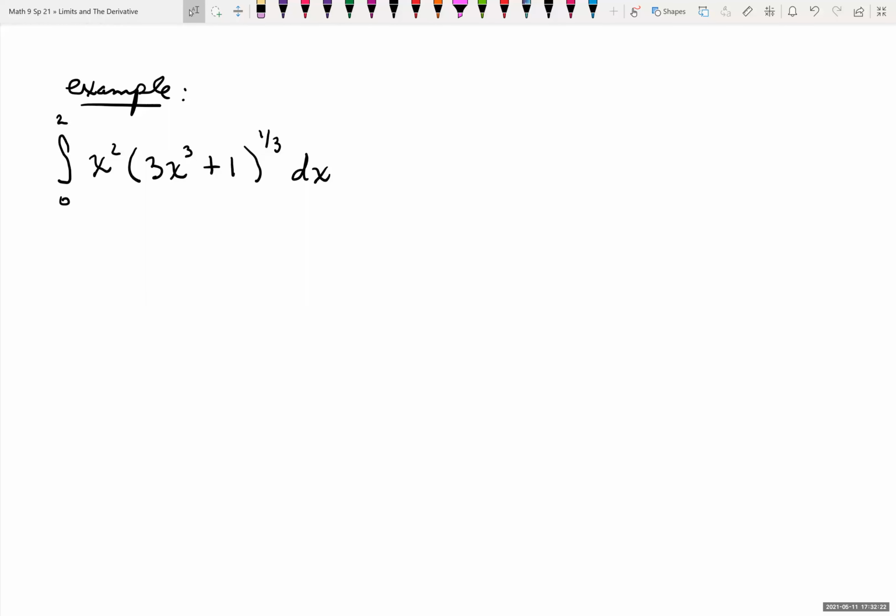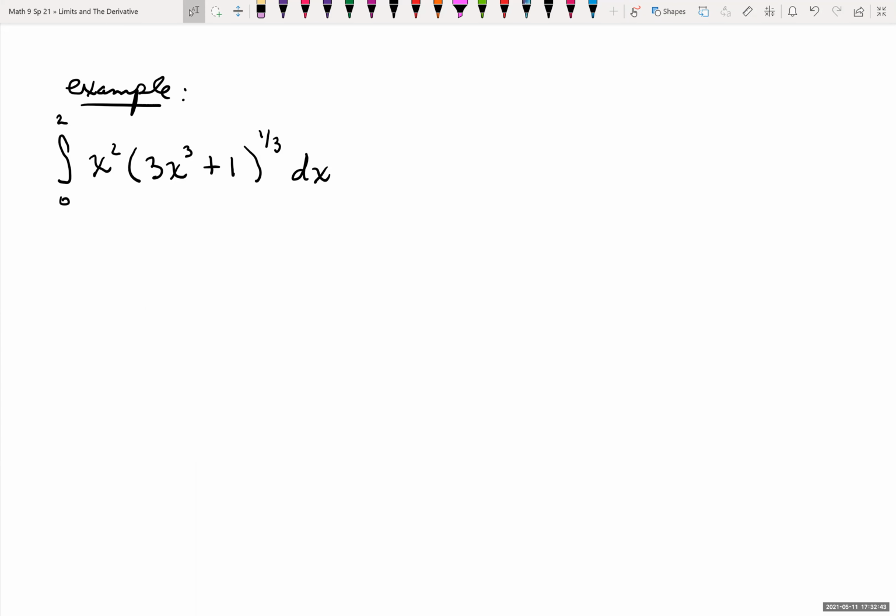So next example, definite integral. We're taking the definite integral from 0 to 2. Our integrand is x squared times the quantity, inside parentheses is 3x cubed plus 1. And then that parentheses is raised to the 1/3 power, and then times dx.